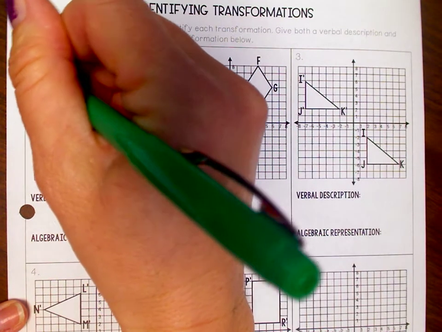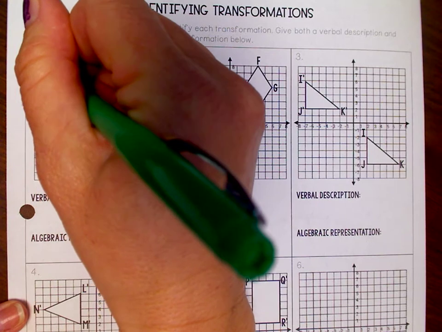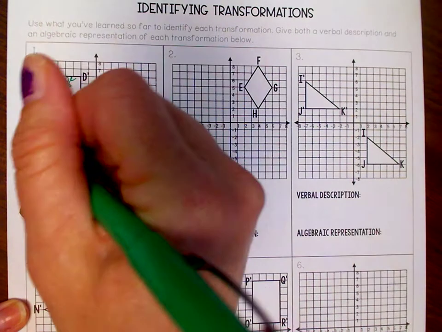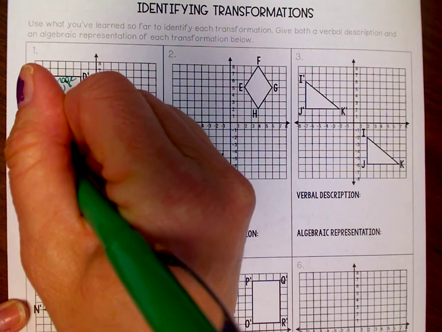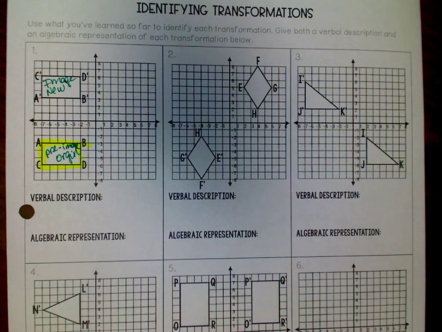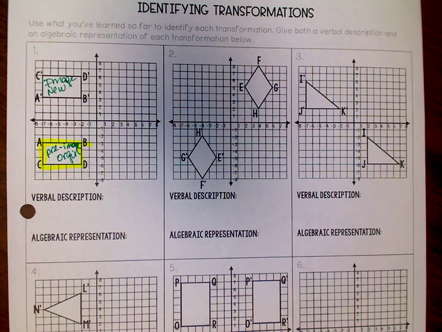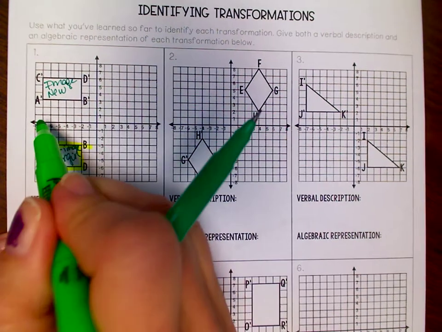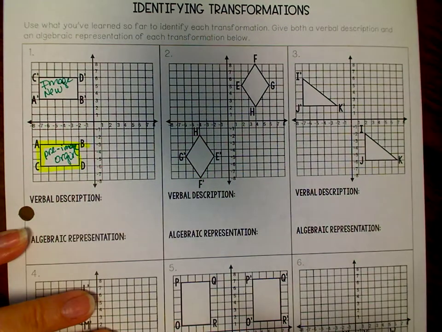But it's also our image and our pre-image. Those are terms that we've already learned and gone over, but I just want to make sure that you're understanding. So with the verbal description of what happened, they are congruent, same shape, same size. So it's not a dilation. Like I said, this will have no dilations on it.